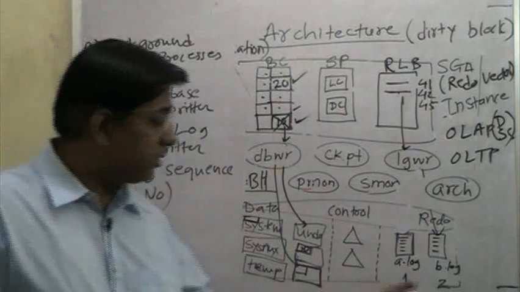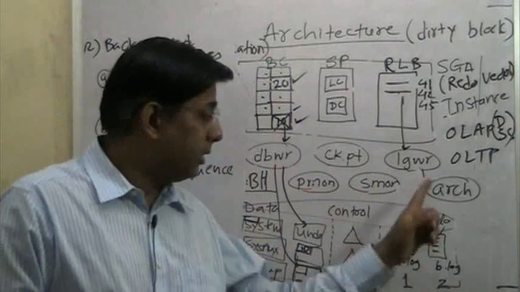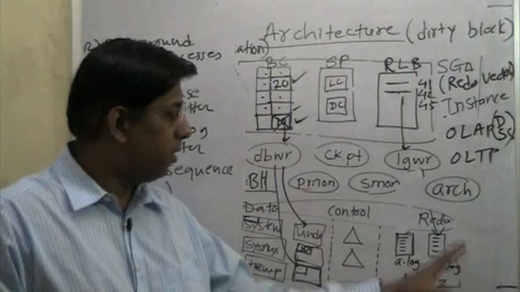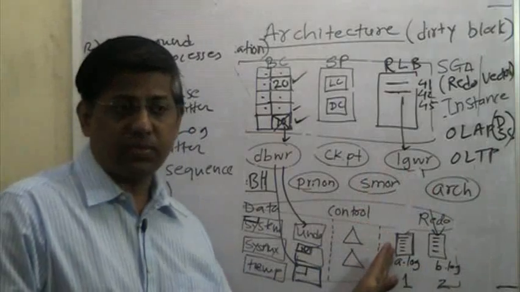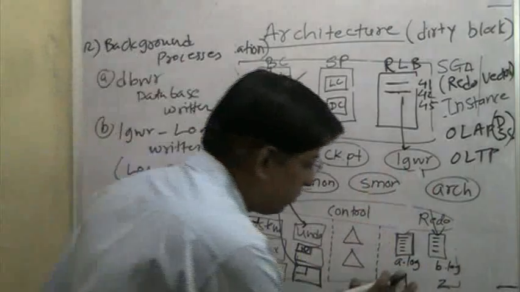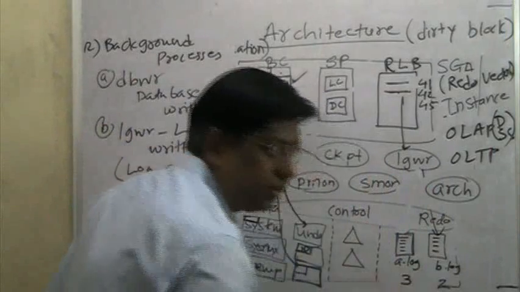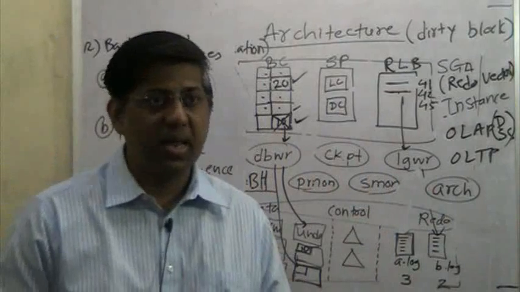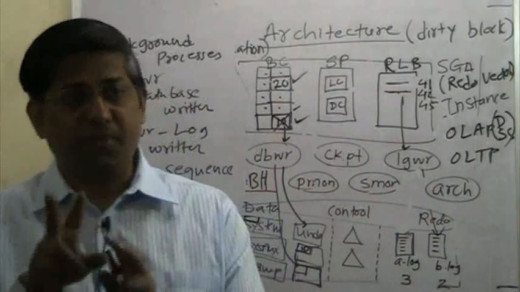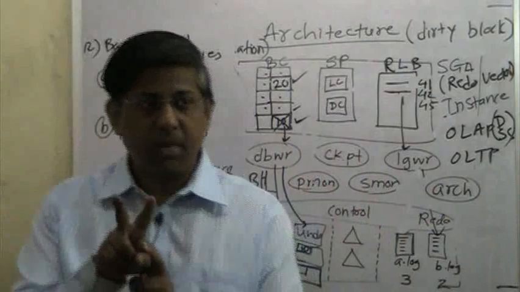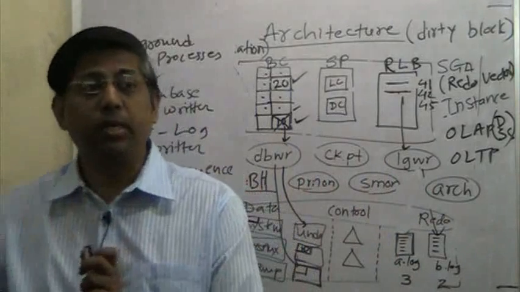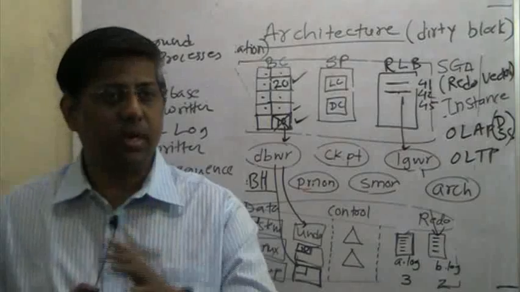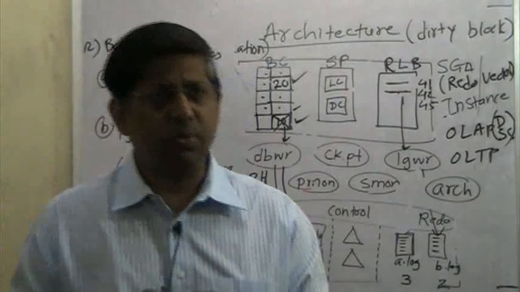The second file's log sequence number is 2. LGWR totally fills up that file also. Then what happens? Then LGWR will start writing to the first file, but now this will be called log sequence number 3. So the number of files is only 2, but their log sequence number keeps on incrementing. If you have a database in your organization, I will ask you, what is the log sequence number of your database?